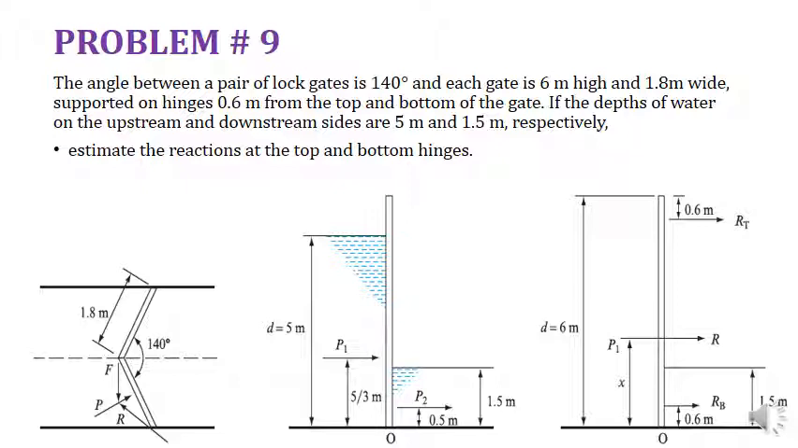Now problem number 9. The angle between a pair of the lock gates is 140 degrees, and each gate is 6 meter high and 1.8 meter wide, supported on hinges 0.6 meter from the top and bottom of the gate. If the depth of the water on the upstream and downstream sides are 5 meter and 1.5 meter respectively, then you need to estimate the reactions at the top and bottom of the hinges. Okay, so what is the case?